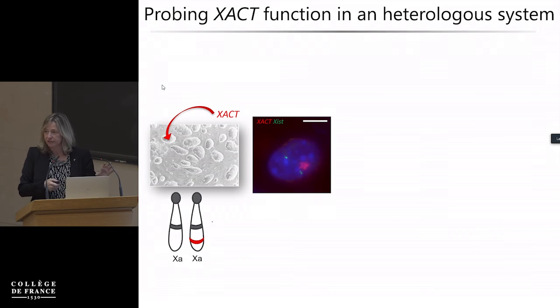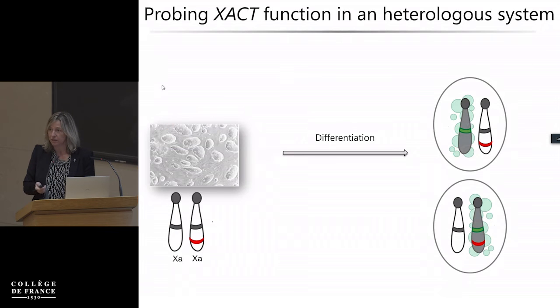And we forced the insertion into one of the two X chromosomes of female mouse ES cells. So that's what is represented here. And the question we ask is, what happens during differentiation?